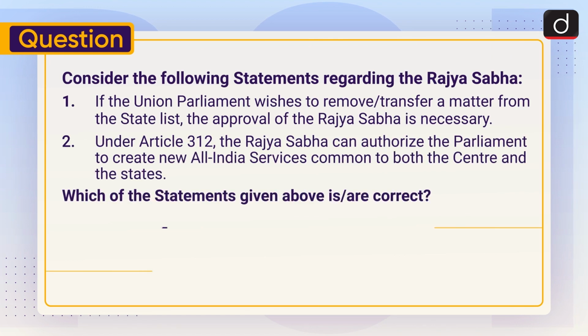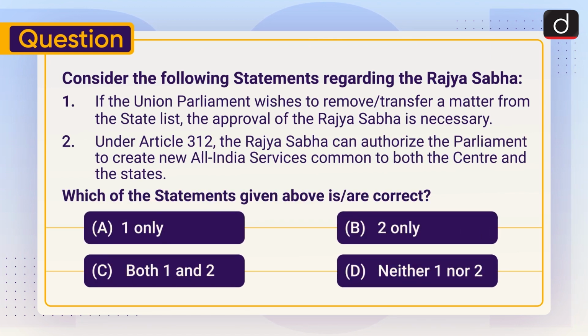Now it's time for the practice question. Consider the following statements regarding the Rajya Sabha. 1. If the Union Parliament wishes to remove or transfer a matter from the state list, the approval of the Rajya Sabha is necessary. 2. Under Article 312, the Rajya Sabha can authorize the Parliament to create new All India Services common to both the centre and the states. Which of the statements given above is or are correct? 1 only, 2 only, both 1 and 2, or neither 1 nor 2? Send the answer of this question in the comment section.